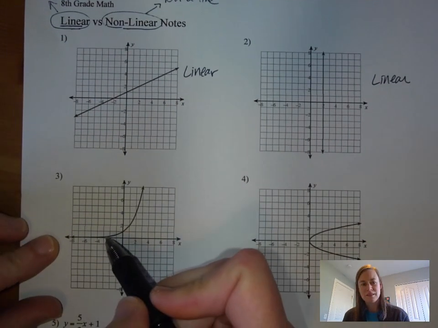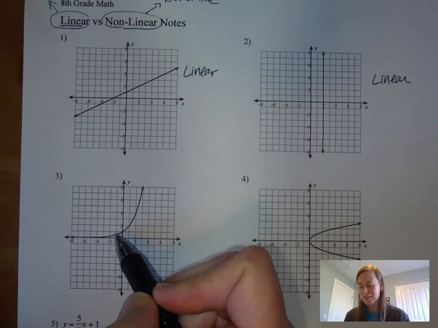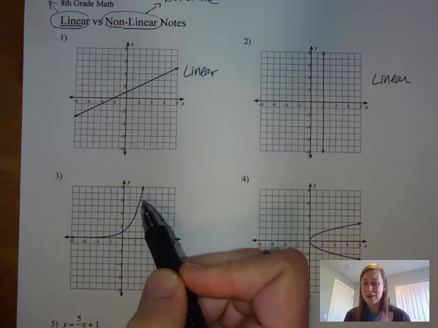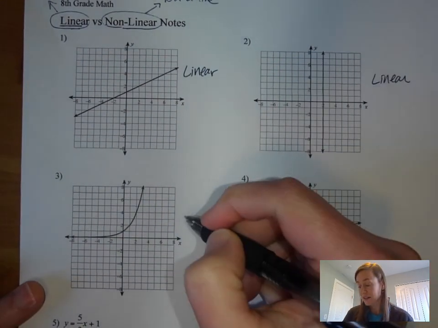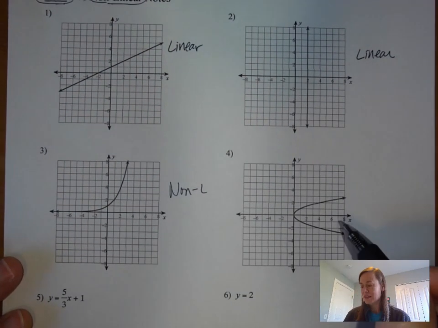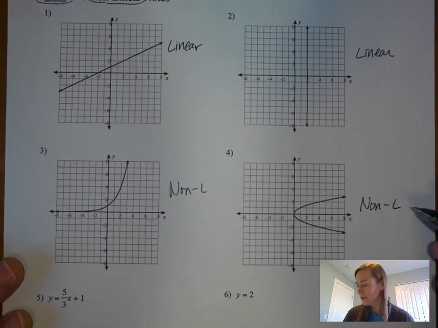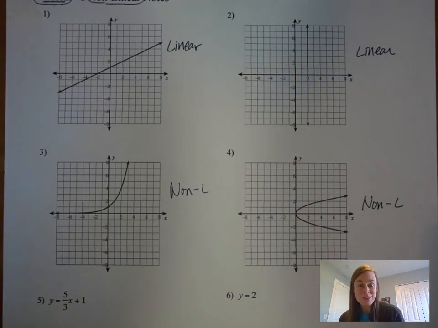What about this one? I mean, yeah, the tail down here looks a little bit straight-ish, but there's this nice big curve here, and if there's a curve anywhere in it, it's nonlinear. So nonlinear there. Okay, what about this one? Yeah, that is just not a line. That is definitely nonlinear also. Okay, so that's how you do it with the graphs.